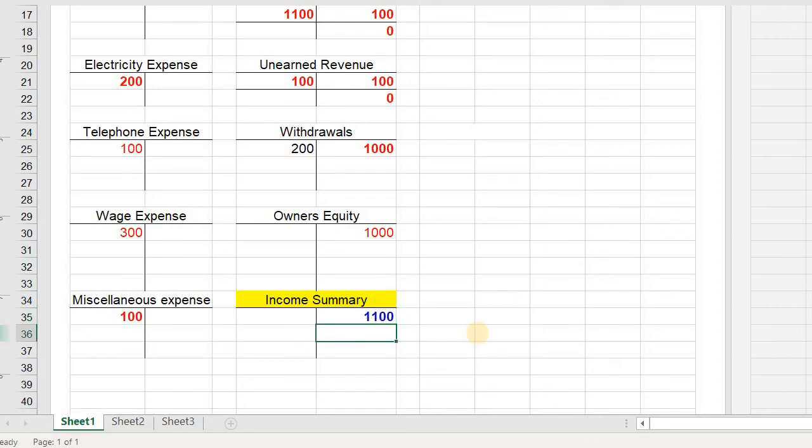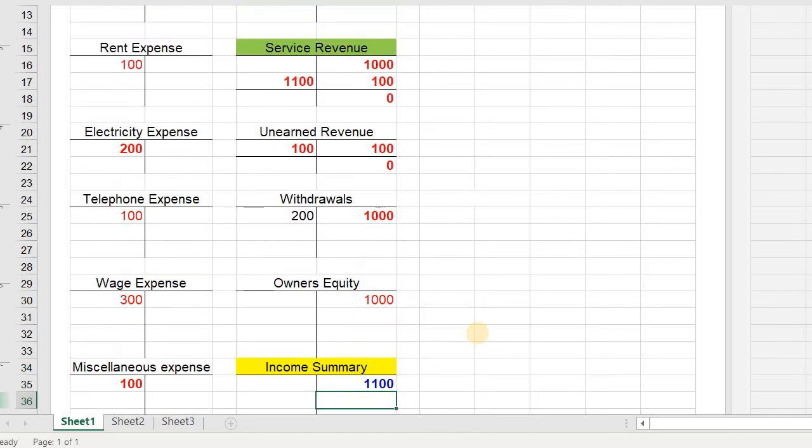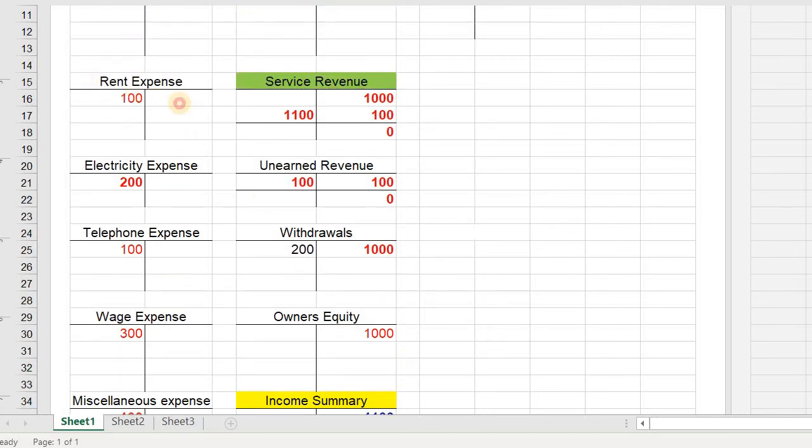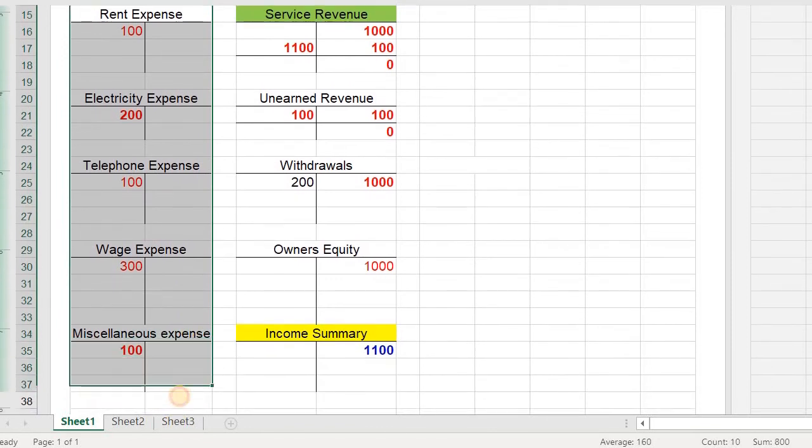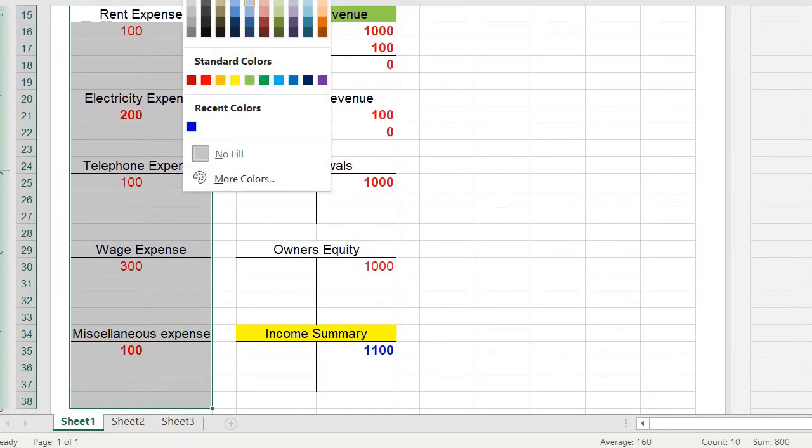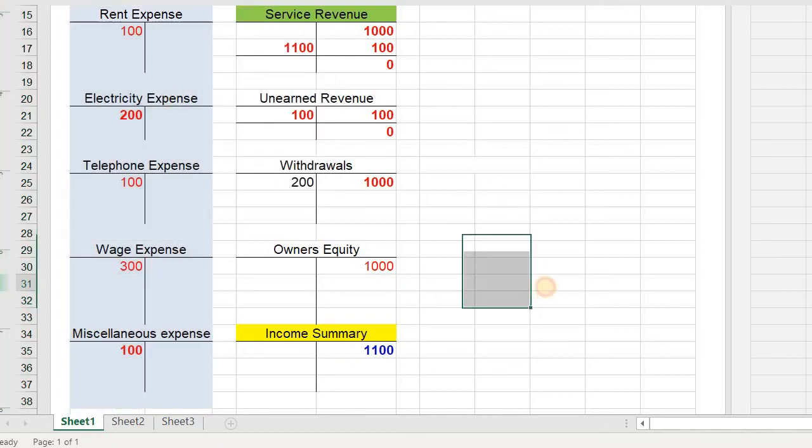What's step two? Do the same thing to the expense accounts. I think they're all over here. Here they are. There's my expense accounts. What am I going to do? I'm going to credit each of them because they're debits.